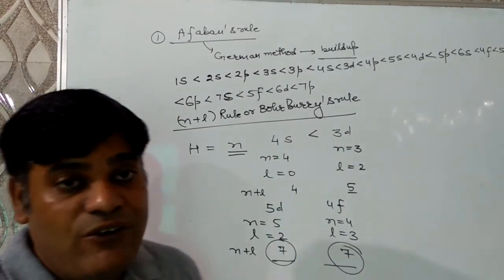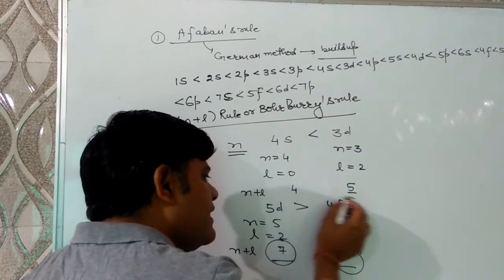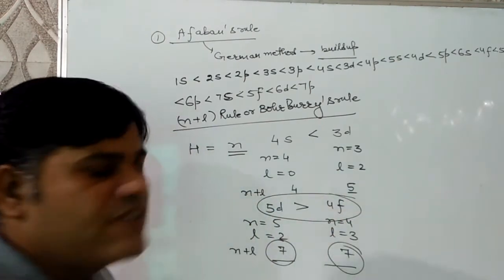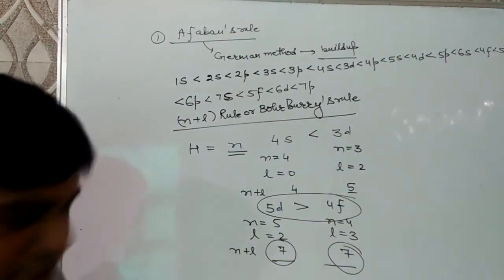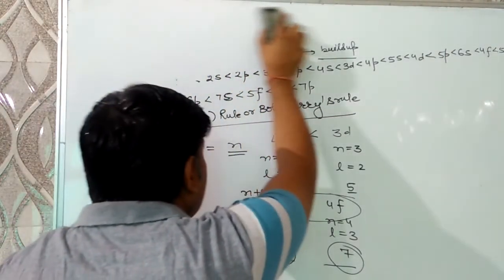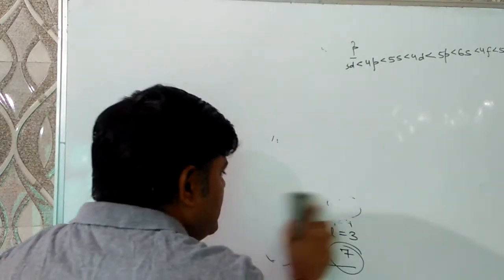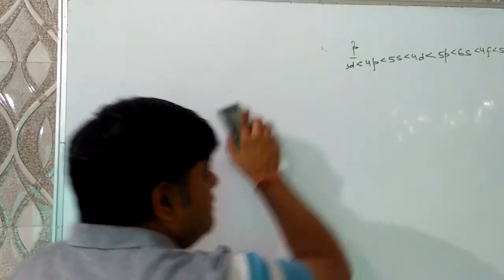Now we have to see the value of n. Hence, 5d has an energy greater than the 4f subshell. I hope you understand. Now, what I am telling about the hydrogen atom: for the hydrogen atom, the energy will depend only on the principal quantum number.